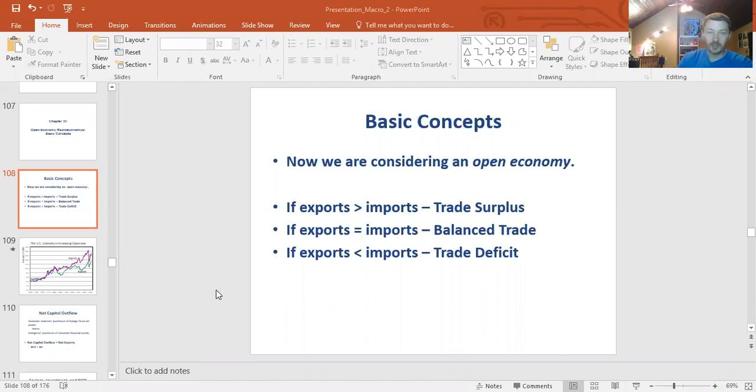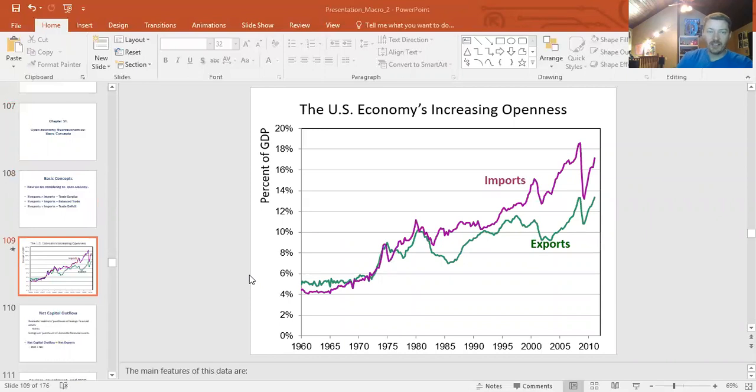Some real basic terms here. These terms are trivial, they're so simple, but just to review them to make sure that everybody knows what we're talking about here. If your exports are greater than your imports, you have a trade surplus. If the reverse is true, you have a trade deficit. And of course, in the rare case where the two are exactly equal, you have balanced trade. Pretty straightforward concepts there.